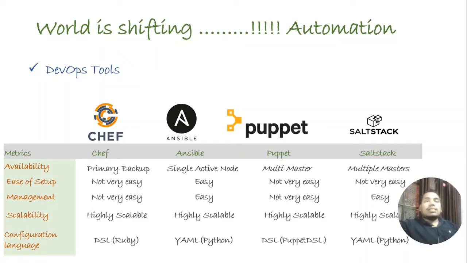Chef has a master-agent architecture, meaning one server will act as a master and the clients have an agent installed. So the Chef server runs on the master machine and the Chef client runs as an agent on each client machine. Also, there is an extra component called a workstation, which contains all the configuration which is tested and then pushed to the central Chef server. Therefore, it is not that easy to configure.